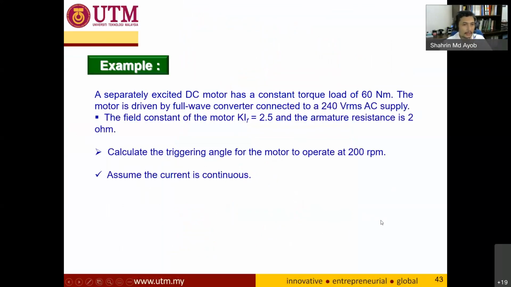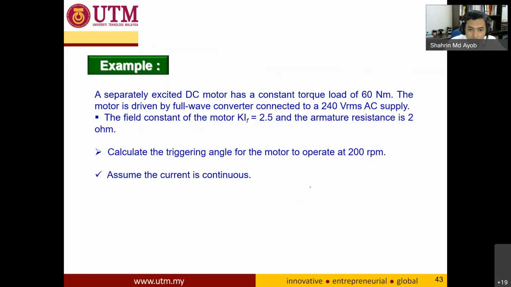Okay, so let's do some example here. A separately excited DC motor has a constant torque load of 60 Newton meters. The motor is driven by a full wave rectifier converter connected to a 240 volt RMS AC supply. The field constant of the motor is given as K multiplied by IF equal to 2.5, and the armature resistance is 2 ohm. Calculate the triggering angle, which is the alpha, for the motor to operate at 200 RPM, and assume the current is continuous.